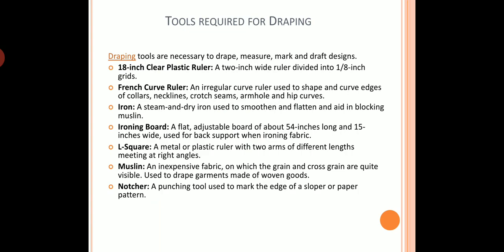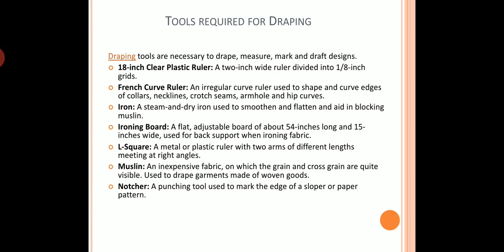So it's a clear plastic ruler, and it has different markings, say at 1/4 of an inch or more than that. Then French curve ruler. We all know about French curves. It is used to curve the edges of collars, necklines, armholes and hip curves. Generally a ruler to make curved lines. Then of course an iron to smoothen up the fabric.